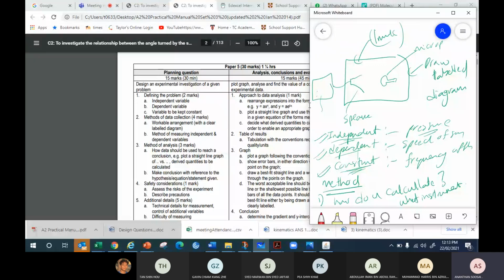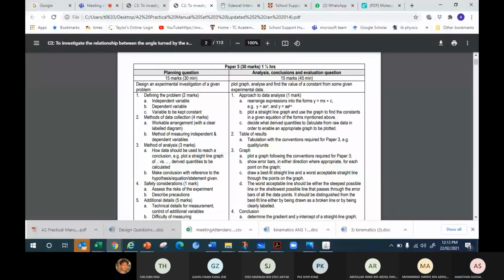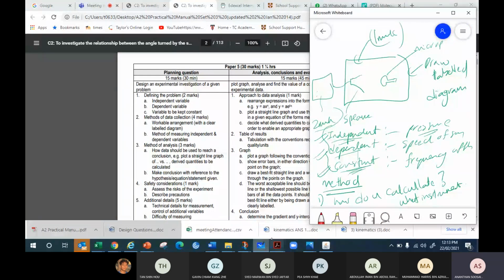The independent, dependent, and variable to be kept constant, this first heading, you get 2 marks if they are correct. So 2 marks for problem, 3 marks for method.